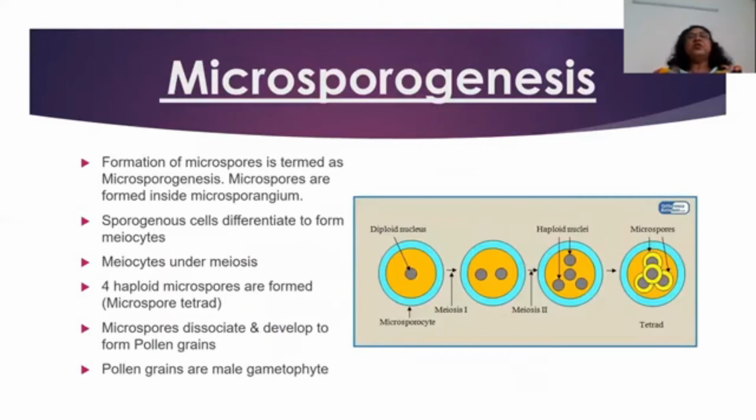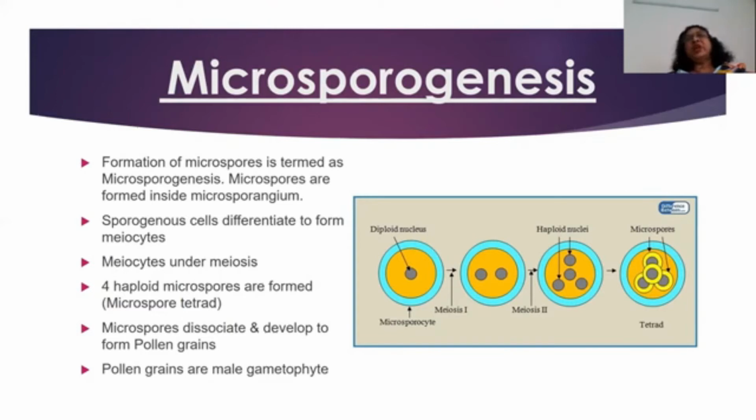Now let's talk about microsporogenesis. Microsporogenesis, what do we mean by it? That is, the formation of microspores is termed microsporogenesis. Microspores are formed inside the microsporangium. As I told you just now, sporogenous cells differentiate as microspore mother cells, which are also known as meiocytes.